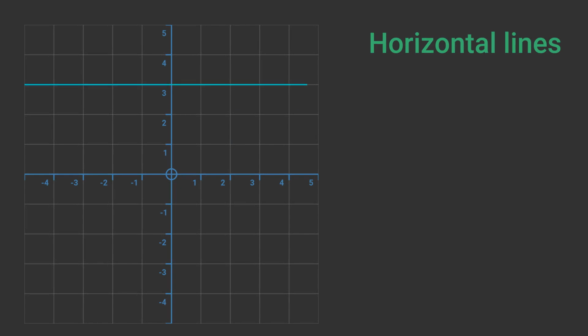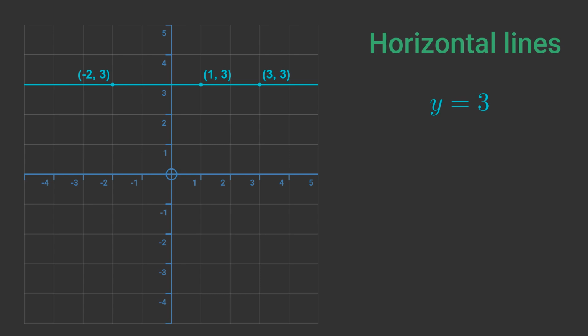Here is a horizontal line. How do we find its formula? We can pick some points on the line and find their coordinates. This point 1, 3 is on the line. The point 3, 3 is also on the line. So is the point -2, 3. There is a pattern. Whatever the value of x, y is always equal to 3. The formula for this line is y equals 3.